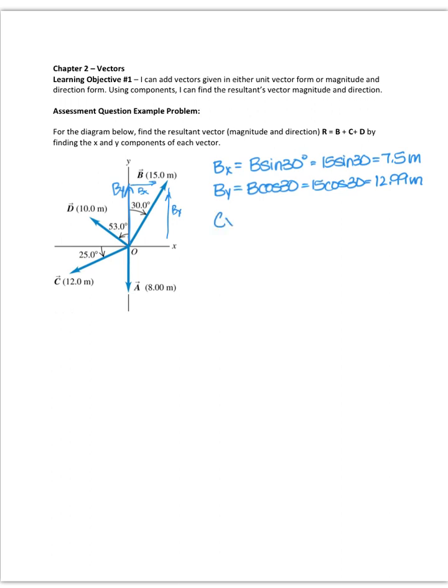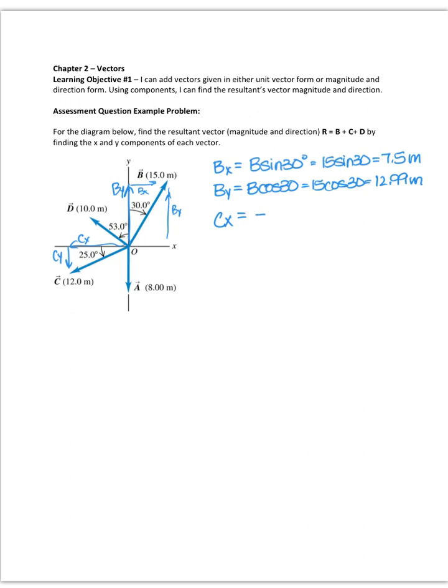When I'm looking at the components of vector c, the angle is measured relative to the negative x-axis, so my components cx and cy are going to be defined in the normal way that we usually think of the x and y components. The x component is the adjacent side to the angle, so we'll use the cosine. The y component is the opposite side from the angle, so we'll use the sine.